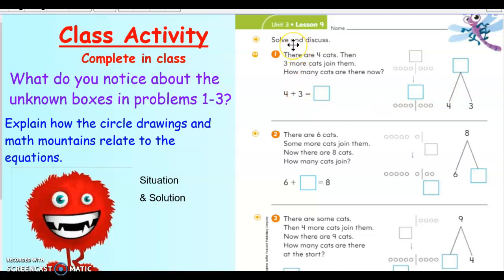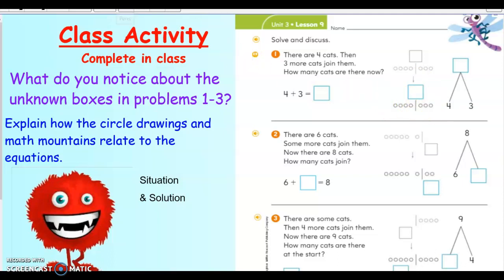Okay? The word problem says there are 4 cats. You can see that here. 3 more cats join them. Since the cats are joining them, it would be adding. So adding 3 equals how many cats are there now? Okay, so we're looking for the total number of cats. I can see the total is over here since it's an addition equation. I'm noticing that the total is missing from the math mountain, which we know is always at the top. And here we can see that there is an unknown box as well as a circle drawing.